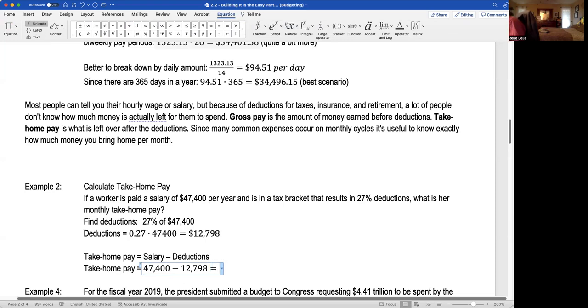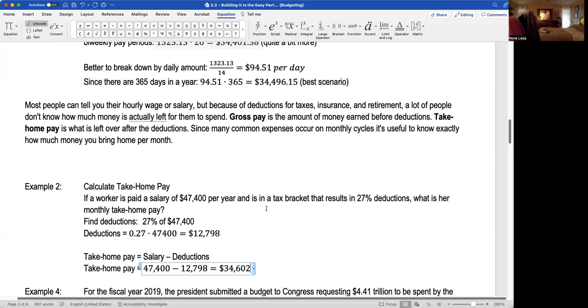Okay, so let's crunch this out. 47,400 minus the 12,798. And we're going to get a total of $34,602. That's her take-home pay per year.